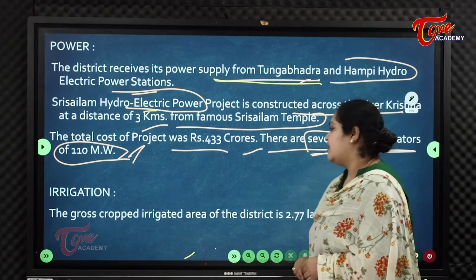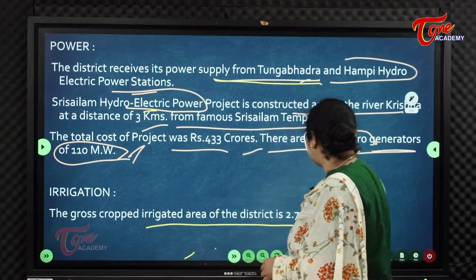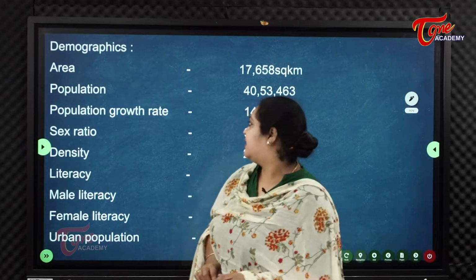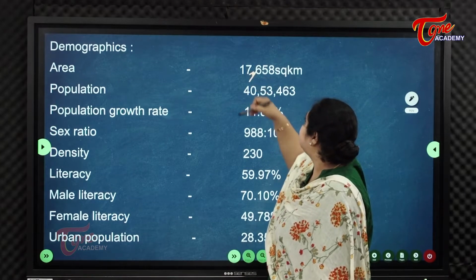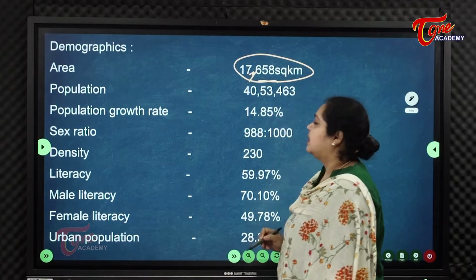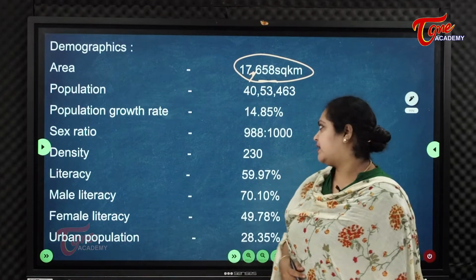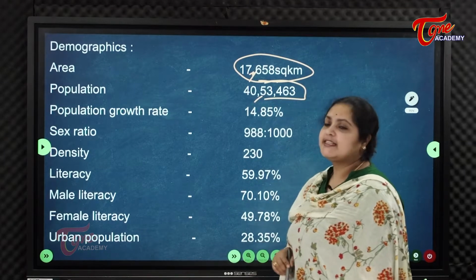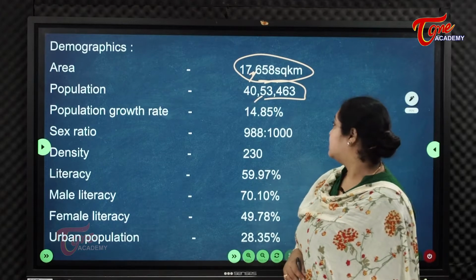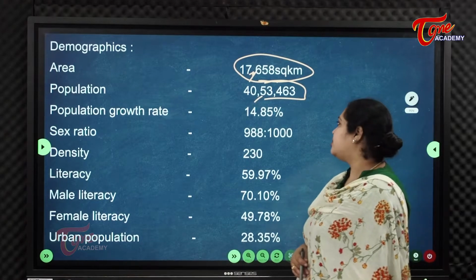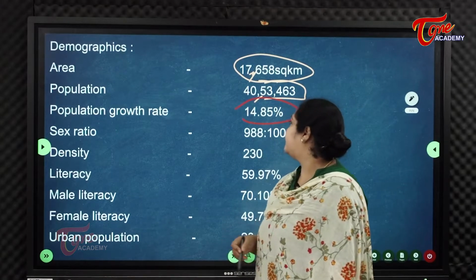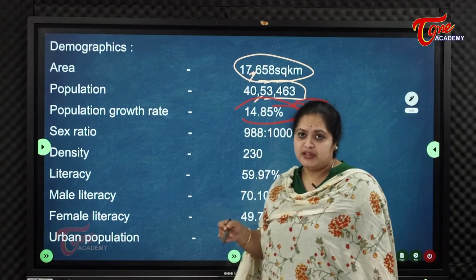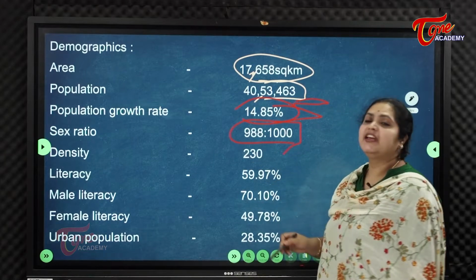Next, coming to irrigation. The gross cropped irrigated area of the district is 2.77 lakh hectares. What are the demographics of this district? The area is 17,658 square kilometers. Population is 40 lakh 53,463. Population growth rate is 14.85%. It's a very good number. Sex ratio is 988 females per every 1,000 males.